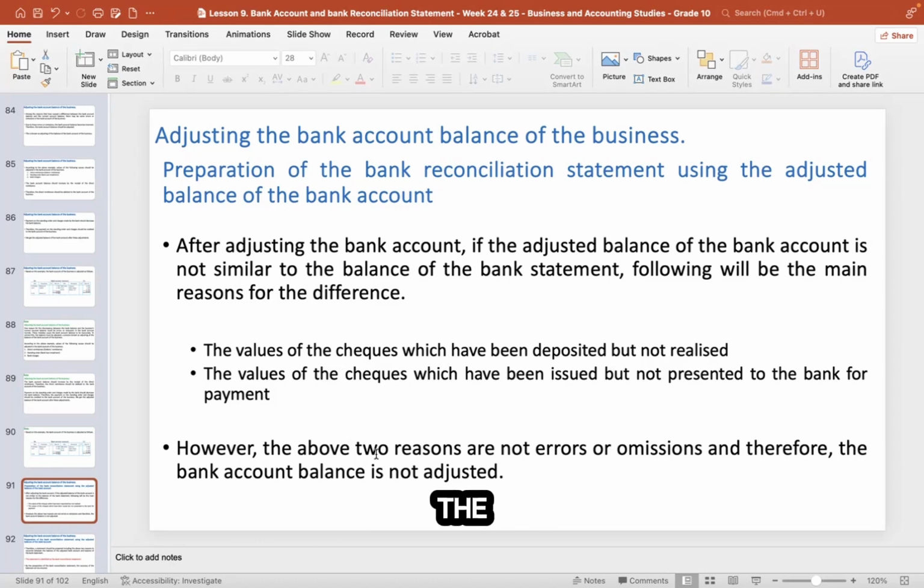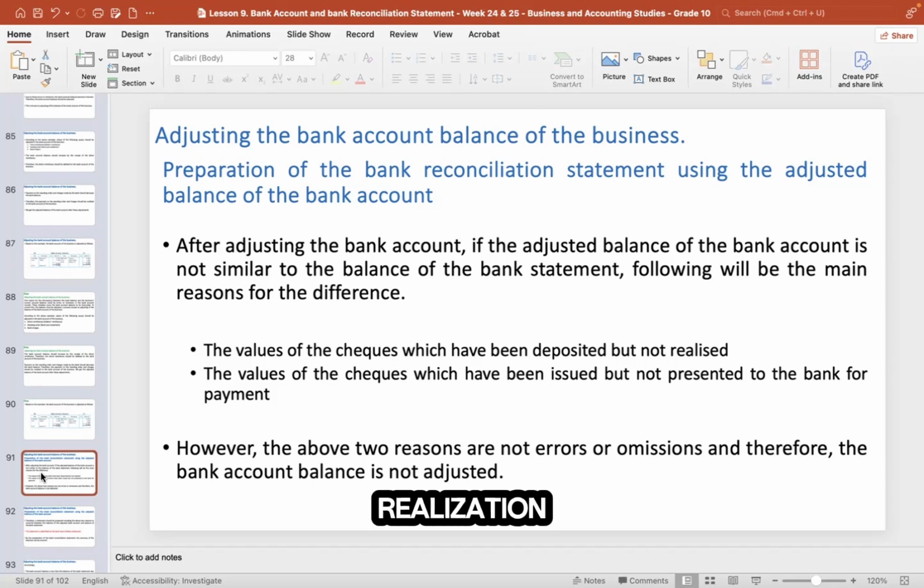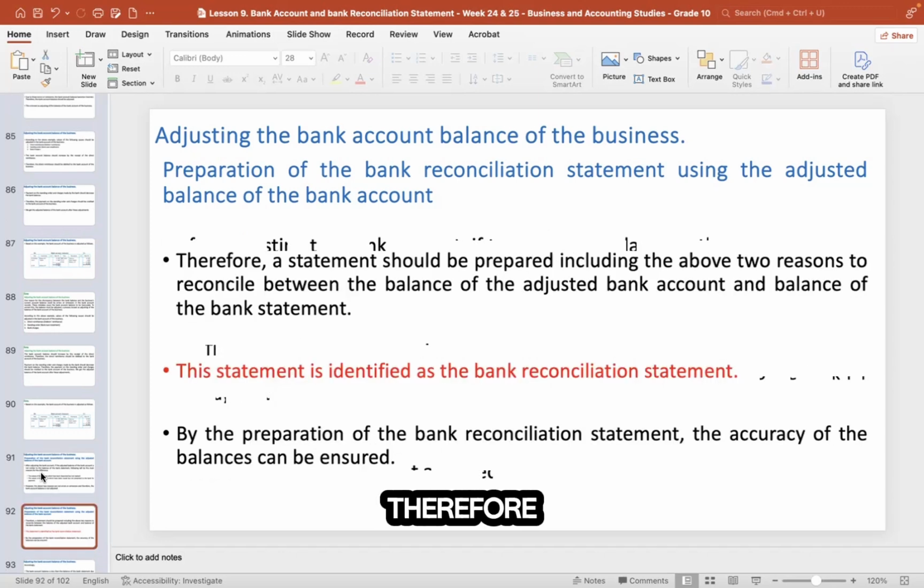However, the above 2 reasons are not errors or omissions, and therefore the bank account balance is not adjusted. These 2 are not considered as errors or omissions, because these are sort of delays in realization. Therefore, a statement should be prepared including the above 2 reasons to reconcile between the balance of the adjusted bank account and the balance of the bank statement.